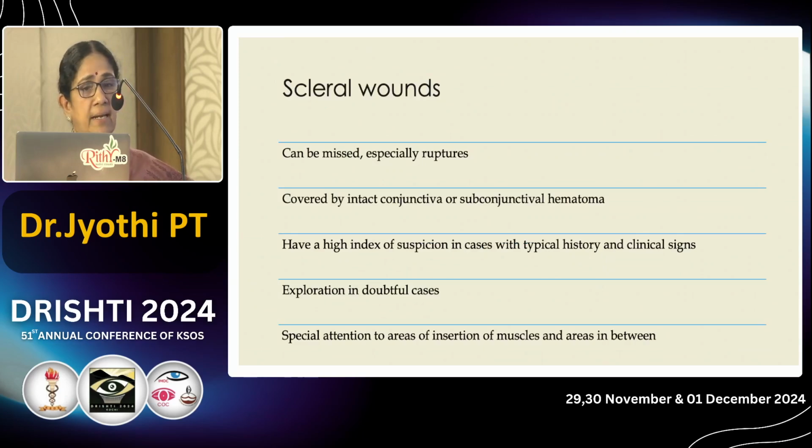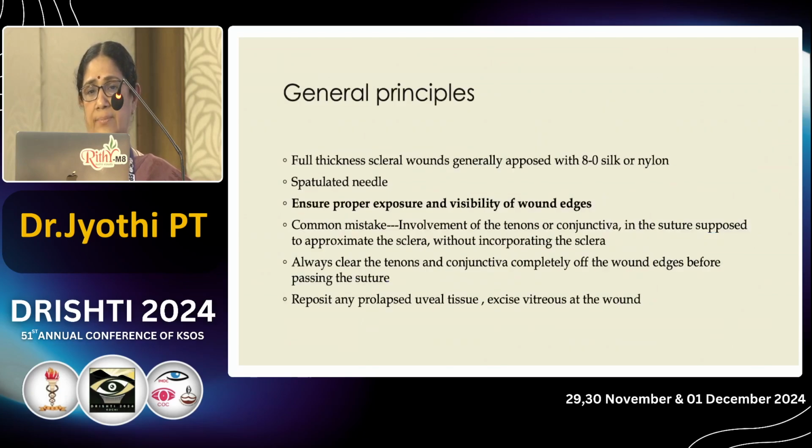Now come the scleral wounds. Scleral wounds can be missed, especially in ruptures, because they are covered by the intact conjunctiva or a subconjunctival hematoma. You should have a high index of suspicion in cases with typical history and clinical signs. Exploration should be done in all doubtful cases, and special attention should be given to areas of insertion of muscles, where ruptures can occur, and areas in between.